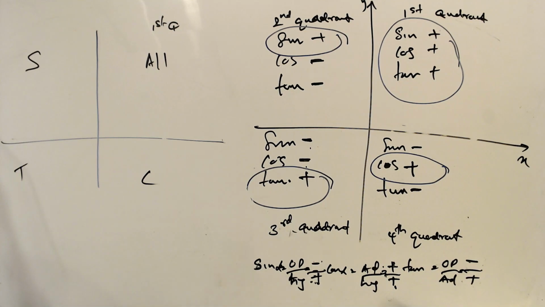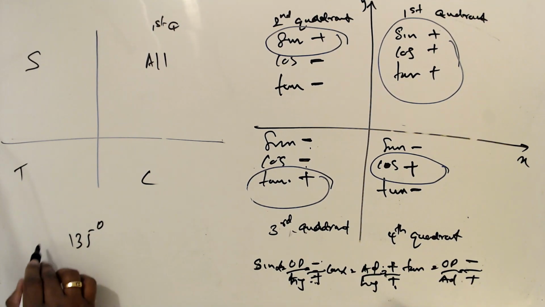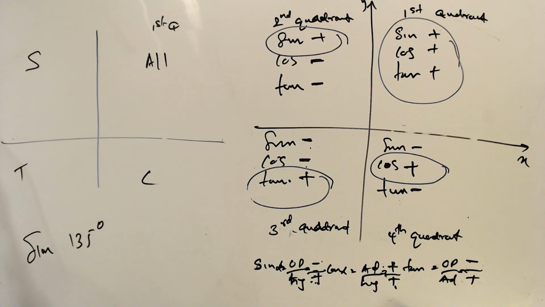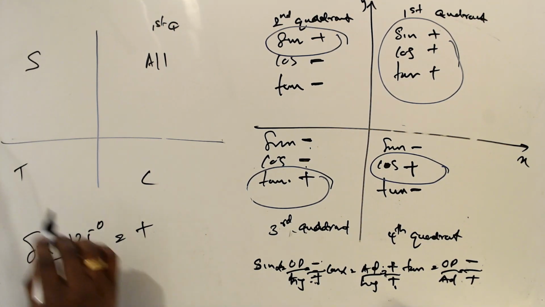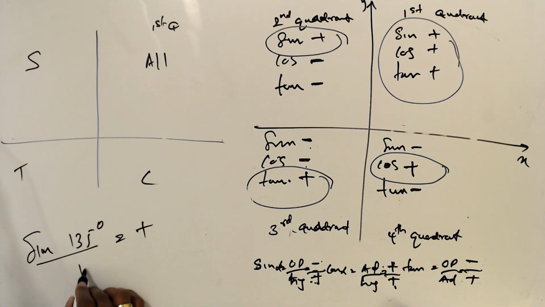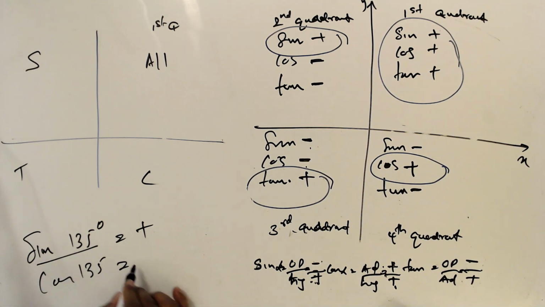So this is the summary. In another way, if I ask, I'll take 135. Sine 135, positive or negative? 135 is in the second quadrant. In the second quadrant sine is positive. In the second quadrant cos is negative. In the second quadrant tan is negative.